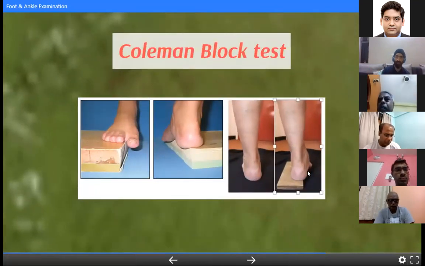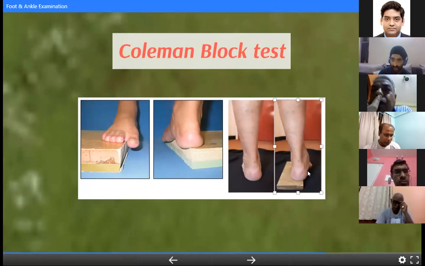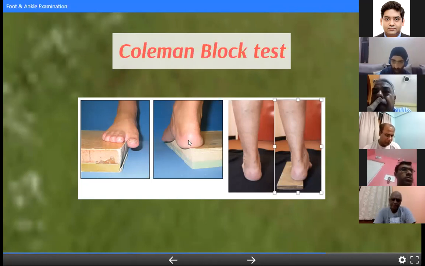Now coming to the Coleman block test. This is basically for cavus feet, and there are two things which we look for. One is whether the deformity is flexible, whether it is correctable. So what you do is the first metatarsal is dropped down off the block. The heel is on the block, the majority of the heel is on the block, just the medial aspect of the heel is off. But the first metatarsal is completely allowed to bend down.